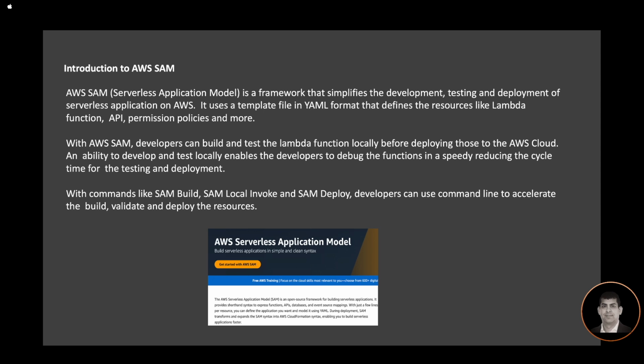An ability to develop and test locally enables developers to debug the functions speedily, reducing the cycle time for testing and deployment. With commands like sam build, sam local invoke, and sam deploy, developers can use the command line to accelerate the build, validate, and deploy the resources.